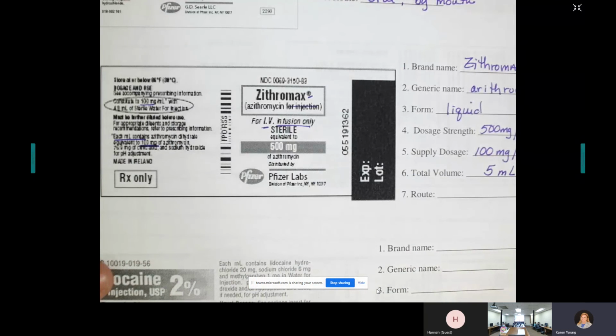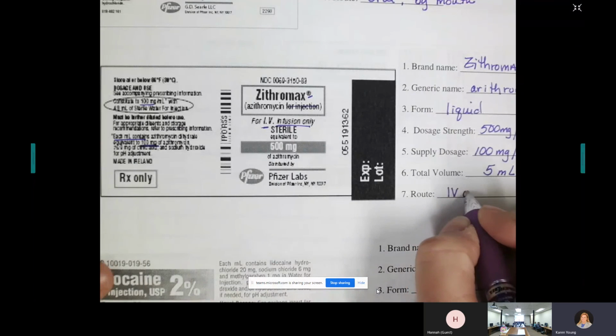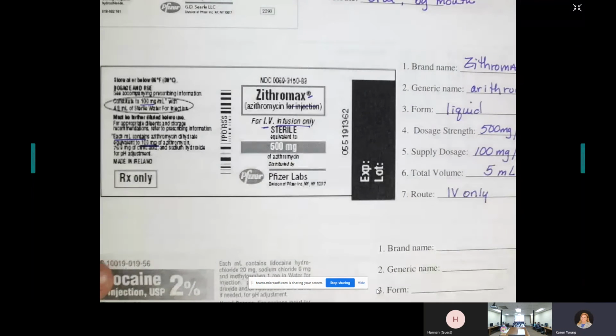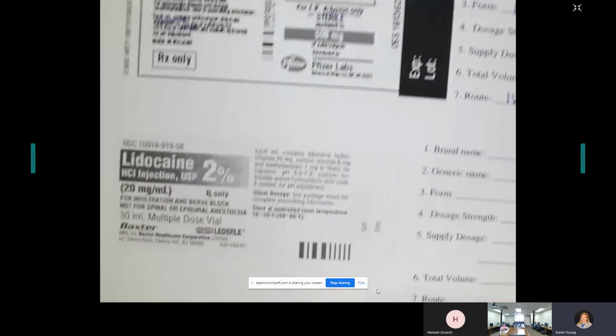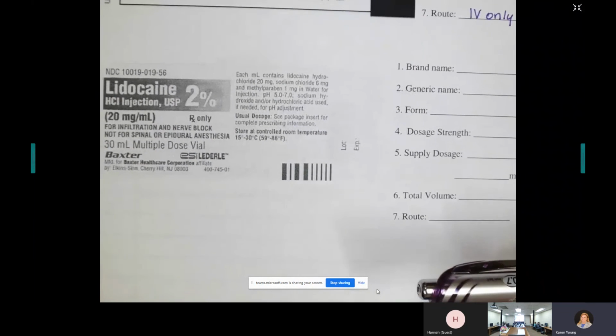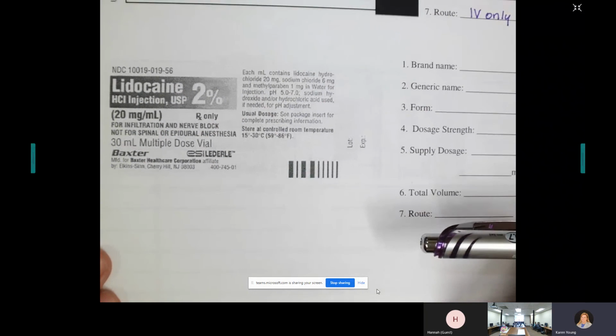And then my route is going to be what? Can you read the label well enough to see it? IV. Yeah, IV only. That's a bad label. Let's see if this one works any better. Okay.